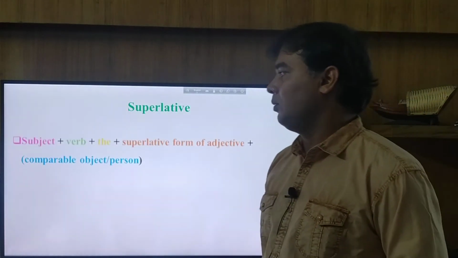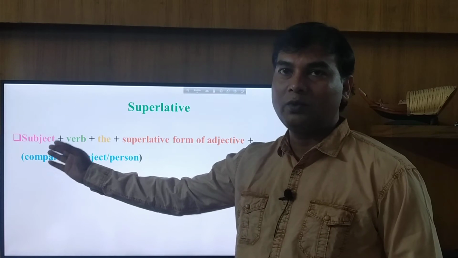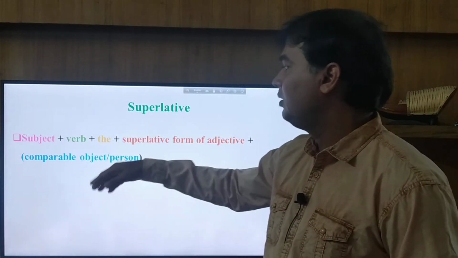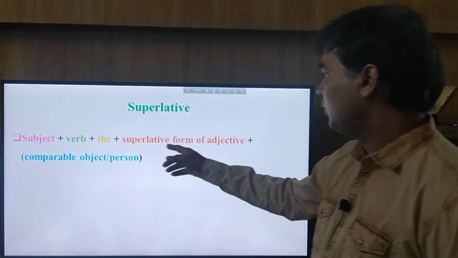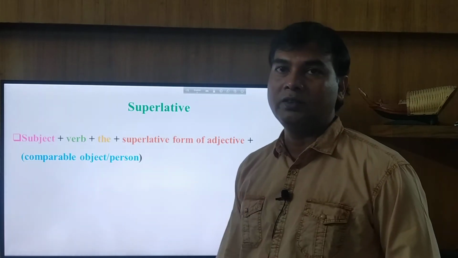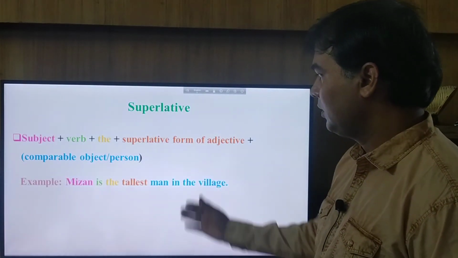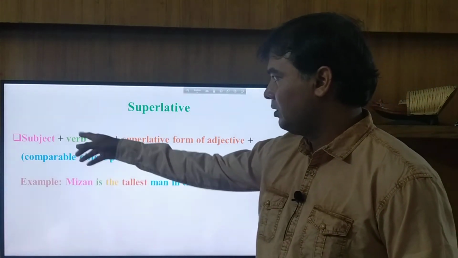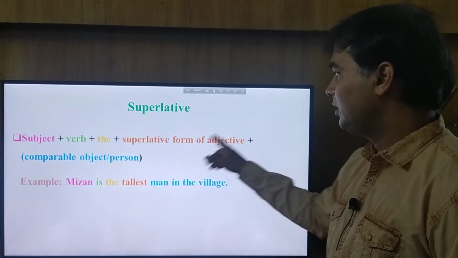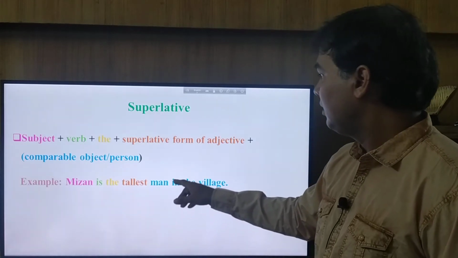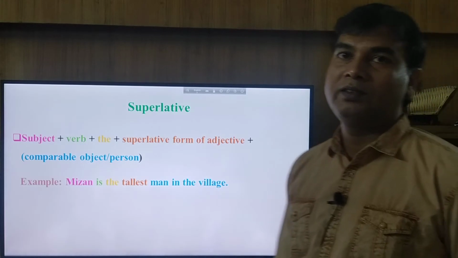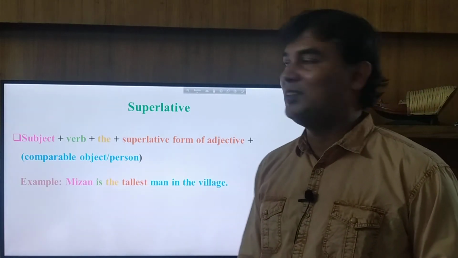Now superlative form. This is the basic structure of superlative form. First of all, subject, then verb, then "the", then superlative form of adjective, then comparable object or person. For example, Mizan, subject, then verb is, then "the", then superlative form of adjective tallest, then comparable object or person, man in the village. So I think this is very easy.